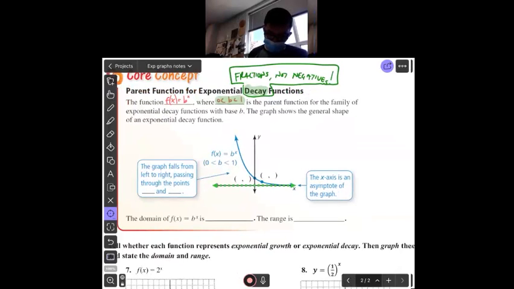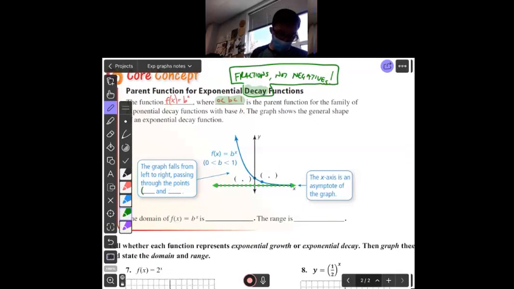So the graph falls from left to right, has those same two key points. When we plug in 0, we get 1. When we plug in 1, we get our b value. So if our b value is 1/2, we get 1 1/2. If our b value is 2/7, we get 1 2/7.